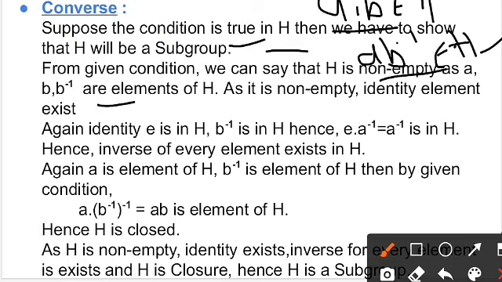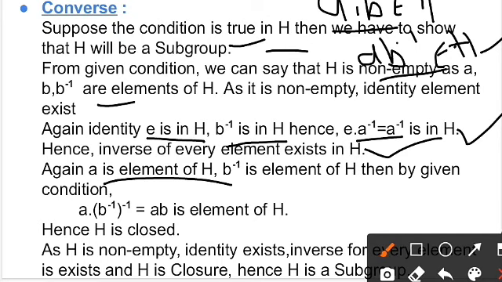So existence of the identity element and non-emptiness is done here. Again, identity is in H. We have just said that identity exists. Also, b inverse is an element of H. Also, a inverse is an element of H. Then e into a inverse is equal to a inverse, which is an element of H again. So the inverse of every element exists in H, right?